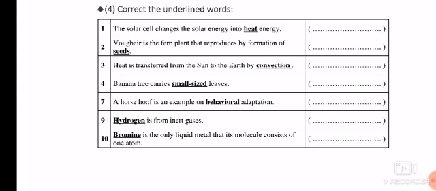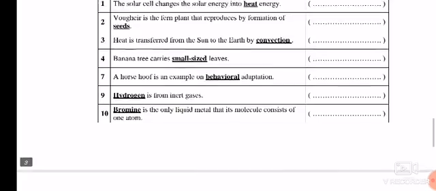Number 4. Banana carries small sized leaves? No, it carries large sized leaves. A horse hoof is an example of? The horse hoof is an example of structural adaptation. Number 9. Hydrogen is from the inert gases? No, hydrogen is an active gas and the inert gas is like argon. Number 10. Is the only liquid metal whose molecules consist of one atom? The metal that has one atom is mercury.